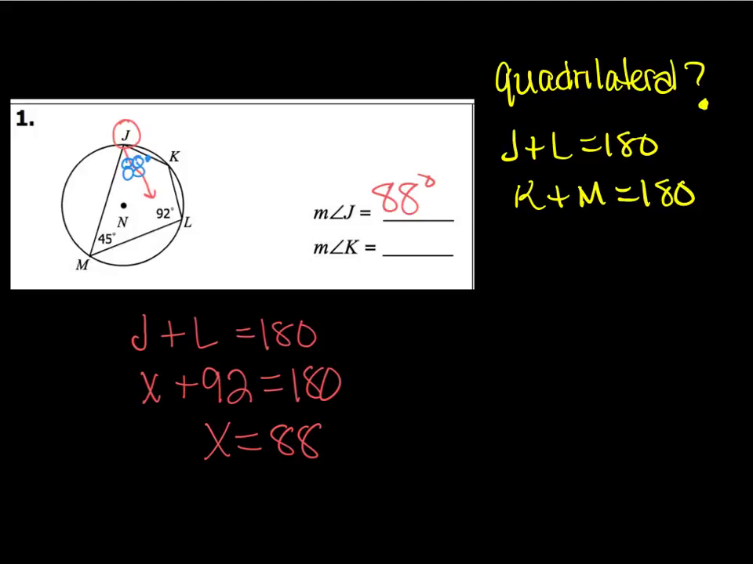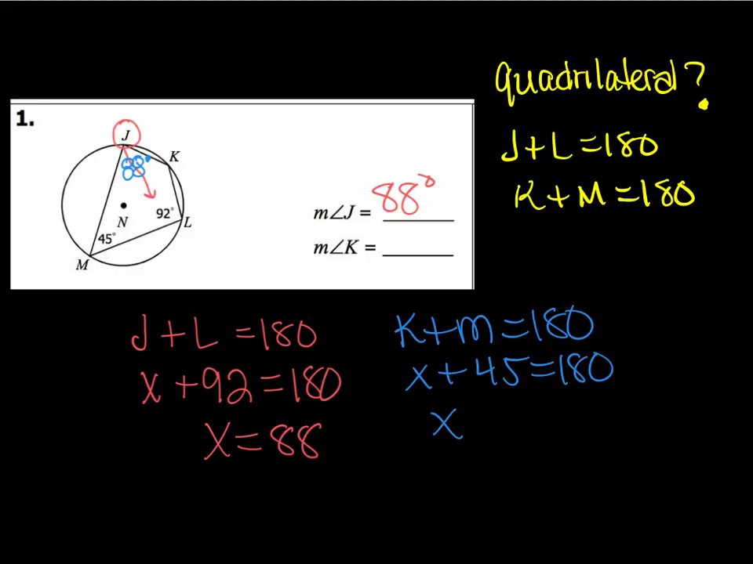A couple of things we could do next. It's a four-sided figure, and we know from Unit 7 a four-sided figure adds up to 360. So we can add up all the angles and subtract whatever we get from 360, but let's keep with the definition of inscribed quadrilaterals. K plus M is equal to 180. K we don't know, and M is 45, and together they add up to 180. When we subtract 45 from each side, we get X is equal to 135 degrees.